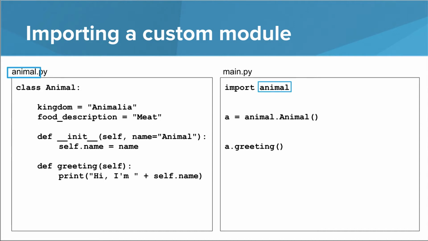Note that the name of the module that you want to import is simply the name of the file. So if we want to import the animal.py file, we just write import animal. The name of the module is just the name of the file without .py.